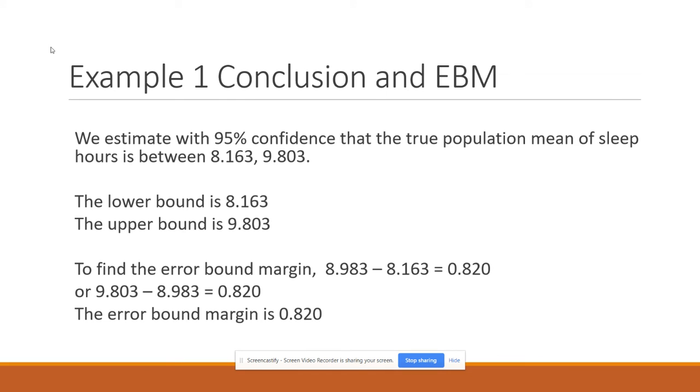So my conclusion is I can estimate that 95% confident that the true population mean of sleep hours is between 8.163 and 9.803. Again, my lower bound is 8.163 and my upper bound is 9.803. To find the error bound margin, I'm going to take my sample mean and I'm going to subtract my lower bound from it to get 0.820, or I'm going to take my upper bound and subtract my sample mean to get 0.820. The error bound margin is 0.820.